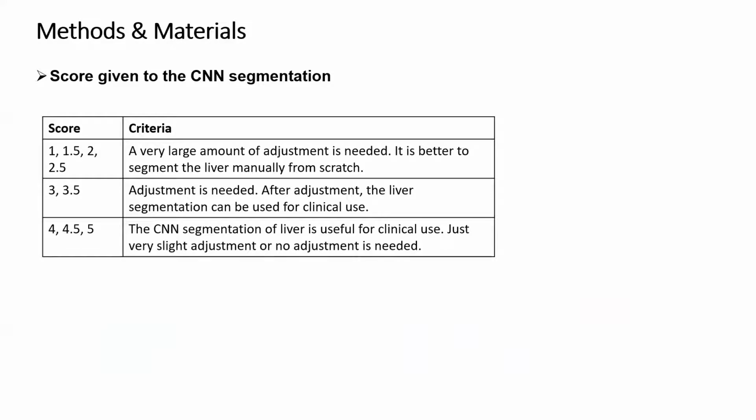And also for these CNN segmentations, we give a score to them. If the score is smaller than 3, we think that a very large amount of adjustment is needed. It's better to segment the liver manually from scratch. If the score is no less than 3 and smaller than 4, we think that adjustment is needed, but after adjustment, the liver segmentation can be used for clinical use. If the score is no less than 4, we think the CNN liver segmentation is quite good and only very slight adjustment is needed.